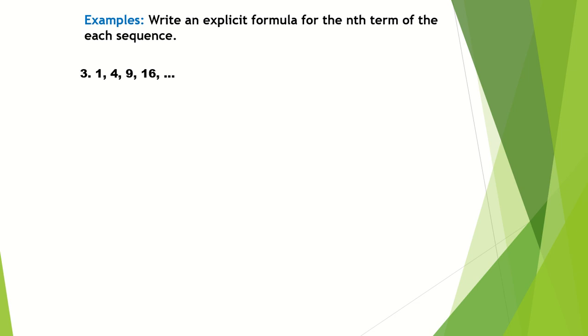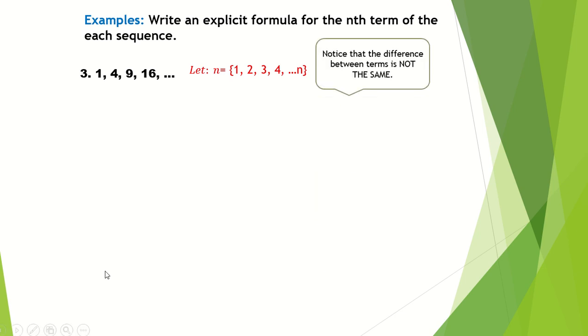Next, 1, 4, 9, 16, and so on. Again, our n will be 1, 2, 3, 4, up to n. Observe the pattern. Notice that the difference between terms is not the same. That means we cannot use the previous solutions that we had where we observed the common difference between two consecutive terms.